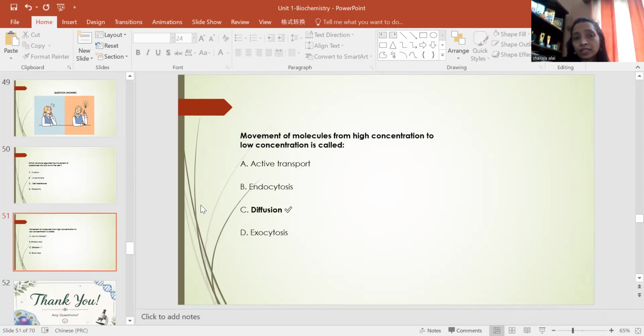So the next question is, movement of molecules from high concentration to lower concentration is called diffusion. We have already learned this definition in simple diffusion. So I hope you have understood this topic.